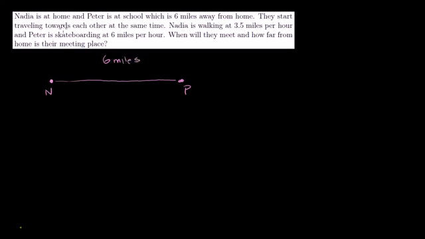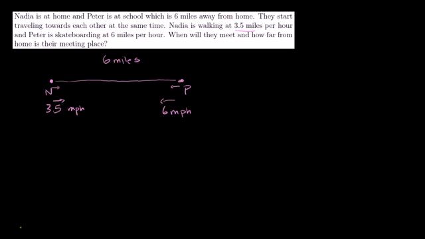They start traveling to each other at the same time. So they both leave at the same time, traveling towards each other. Nadia is walking at 3.5 miles per hour. Let me write 3.5 miles per hour in that direction. And Peter is skateboarding at 6 miles per hour in that direction. When will they meet, and how far from home is their meeting place?